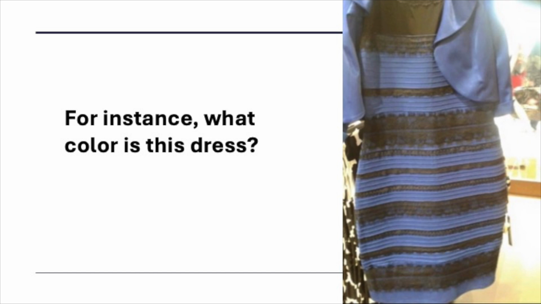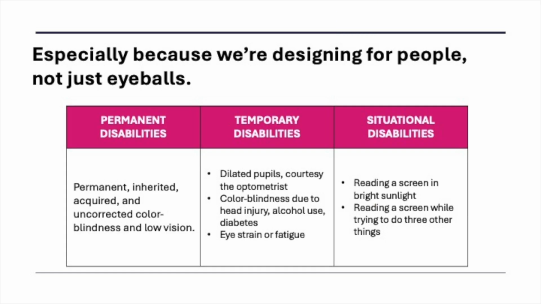On the right-hand side of the screen, I have a dress that to me appears to be in shades of blue and black. But this dress went viral a couple of years ago because apparently some people perceive this dress as being in shades of gold. And some people, like myself, see it as blue and black. That's a very wide range of impressions for one particular photo. And that means that when you are working with color and color contrast, there are a number of different ways that people may interpret your colors. So, when we are designing with color, we are designing for people, not just eyeballs.